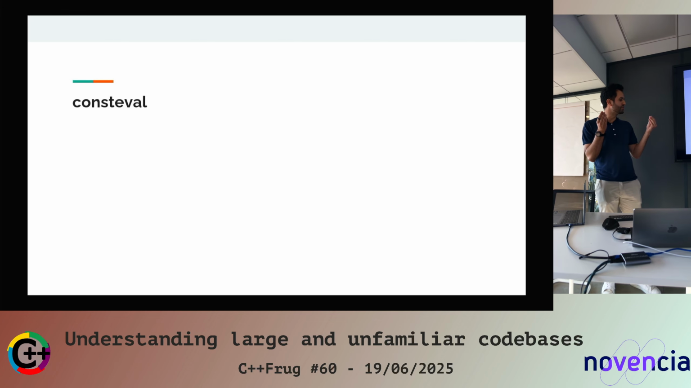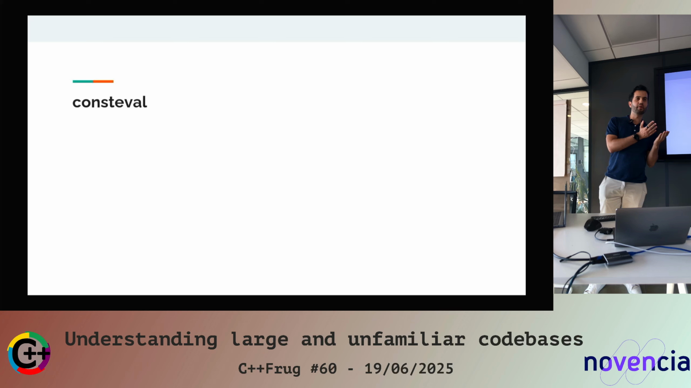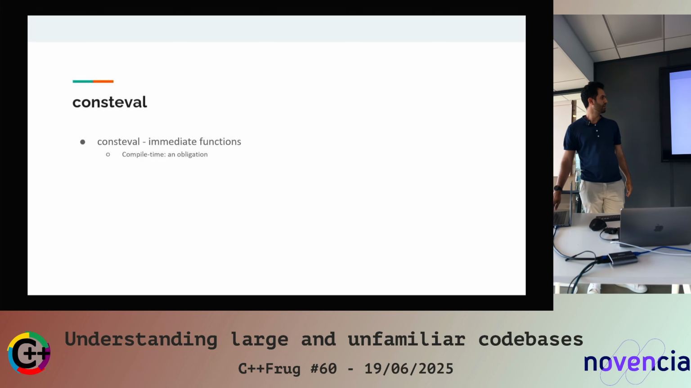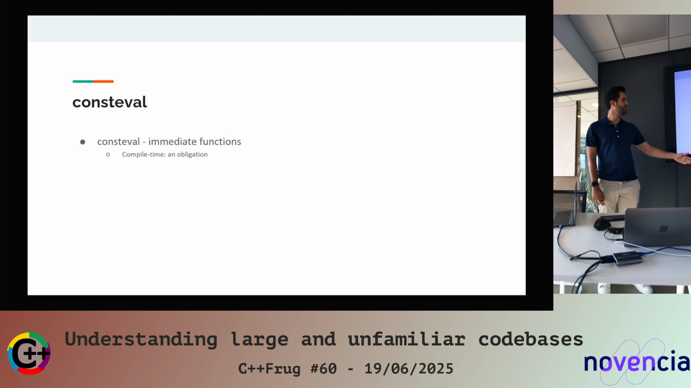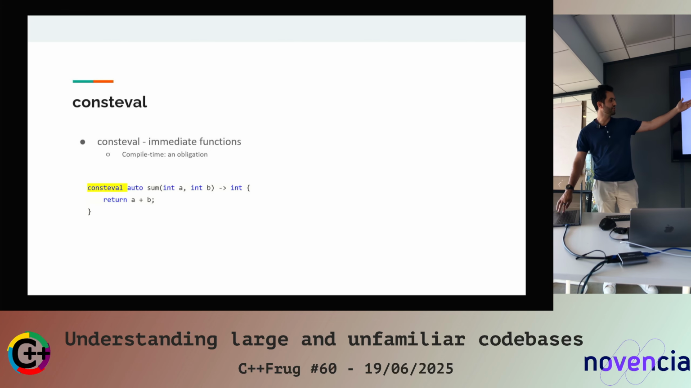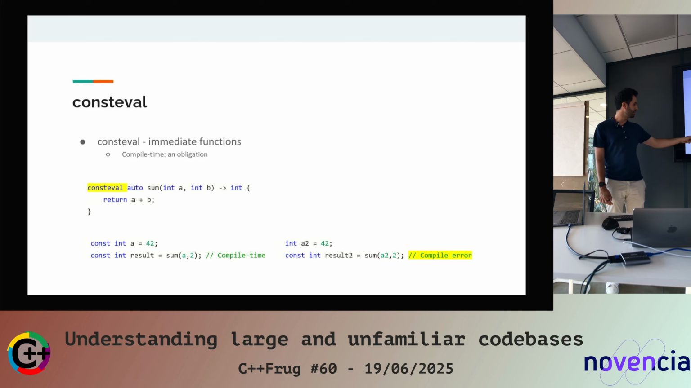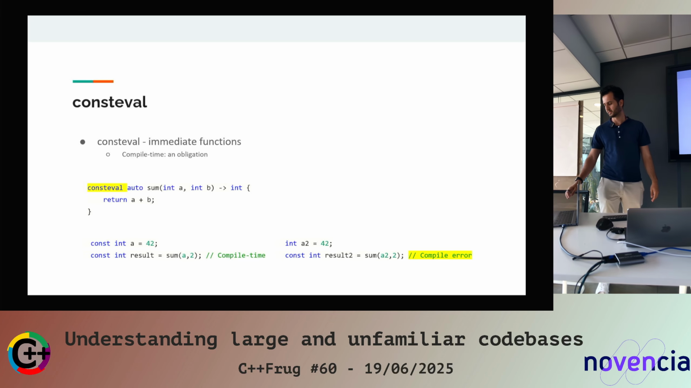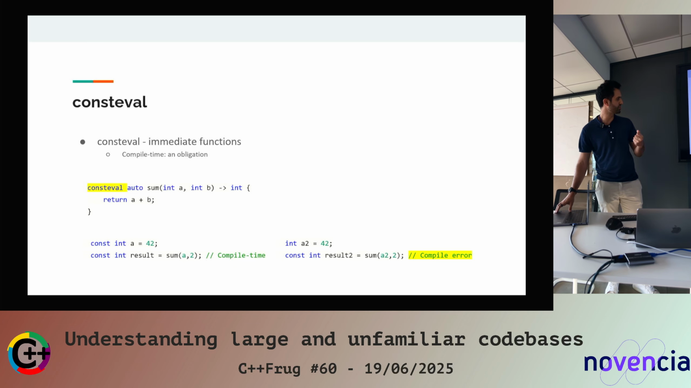What if there was a keyword that could force the compiler to do it during compilation, or else compilation failure? That's const-eval. And the technical term for that is immediate function. If you want to define an immediate function, we get the same example. We just replace const-expr by const-eval, and now you get a compilation error. It's a different way to express a stricter requirement for the compiler.